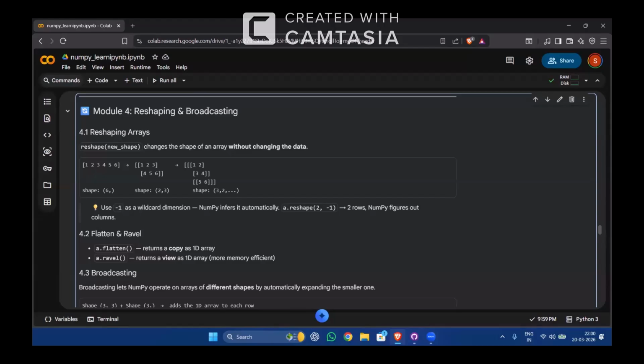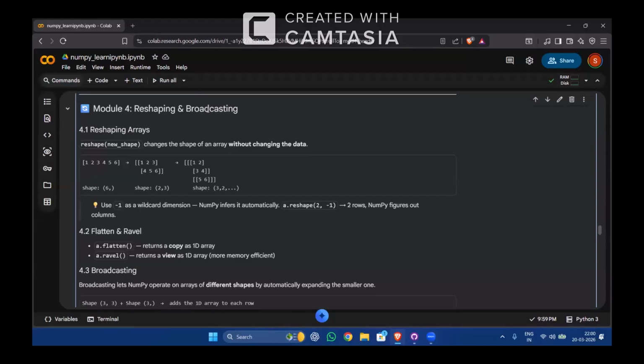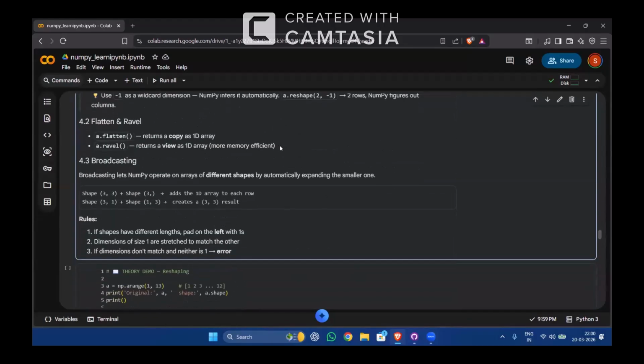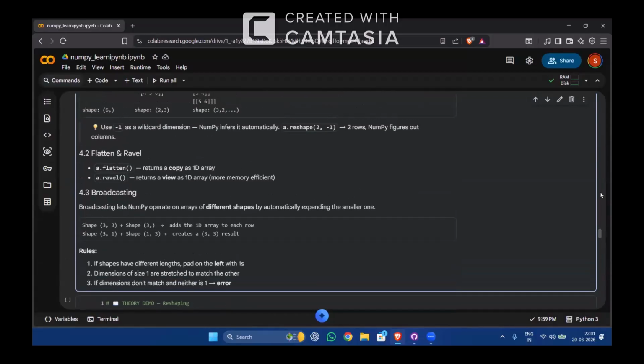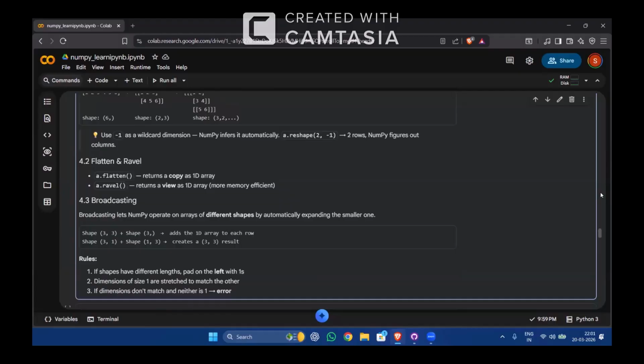The ravel and flatten functions are used to make any dimension into a single dimension array. Then you can use a reshape function, or you can assign the new shape to any numpy array.